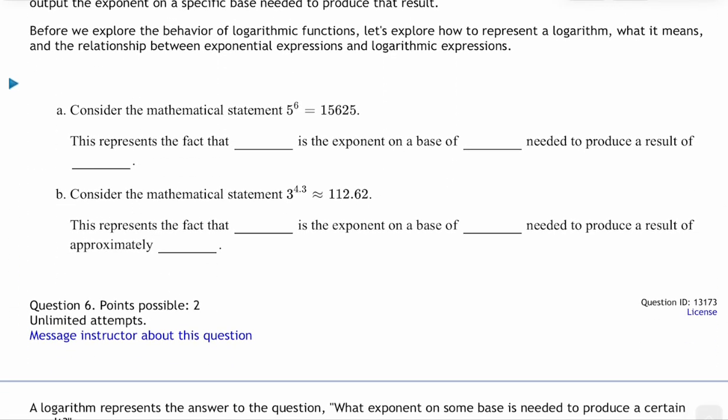And then it says, consider the mathematical statement 5 to the 6th power equals 15,625. This fact represents that blank is the exponent on the base of blank. Okay, 6 is the exponent on the base of 5 needed to produce a result of 15,625. So then here, 4.3 is the exponent on a base of 3, getting an answer that's approximately 112.62. So they're just getting you to pull apart what's your base, what's your power, what's your number.